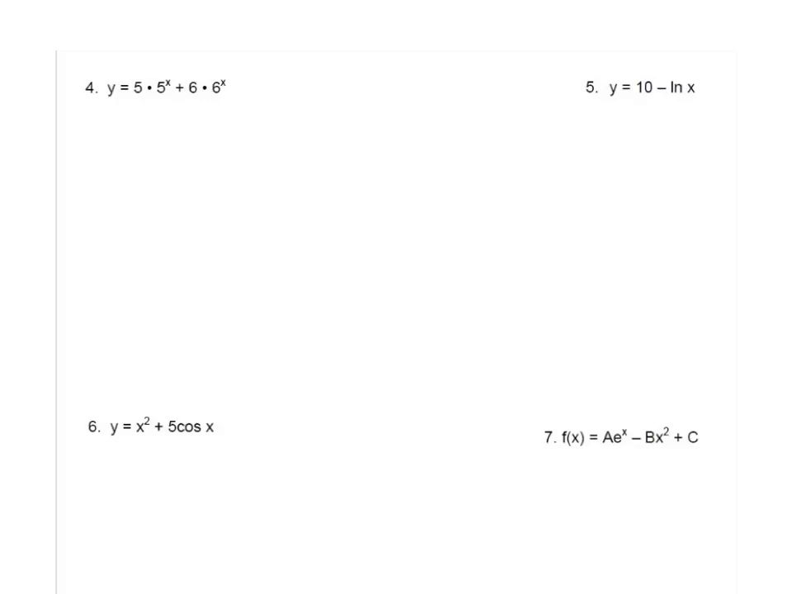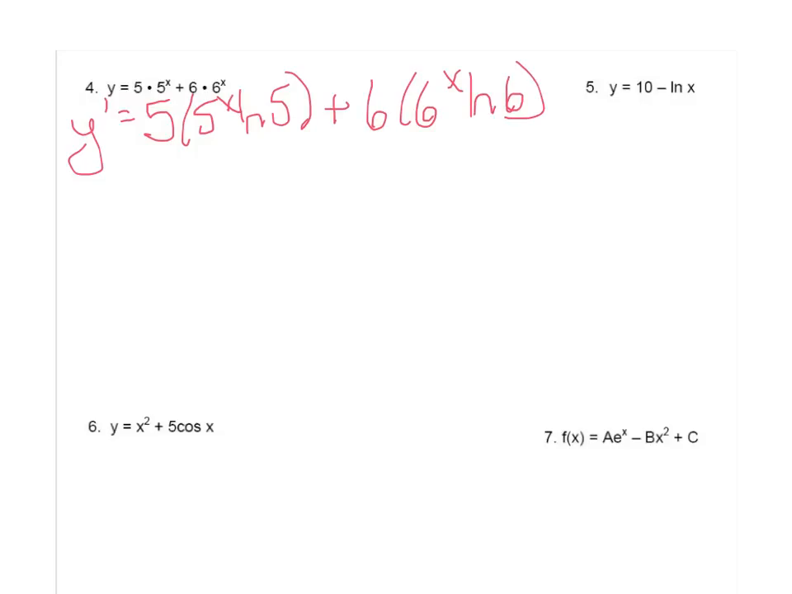Okay, so for number 4, for your derivatives, again, the coefficient's going to stay, and then we have a to the x ln a plus the coefficient a to the x ln a. For 5, let me change color so it stands out. For 5, the derivative of 10 is 0. I'm going to bring down the negative, and the derivative of ln of x is 1/x.